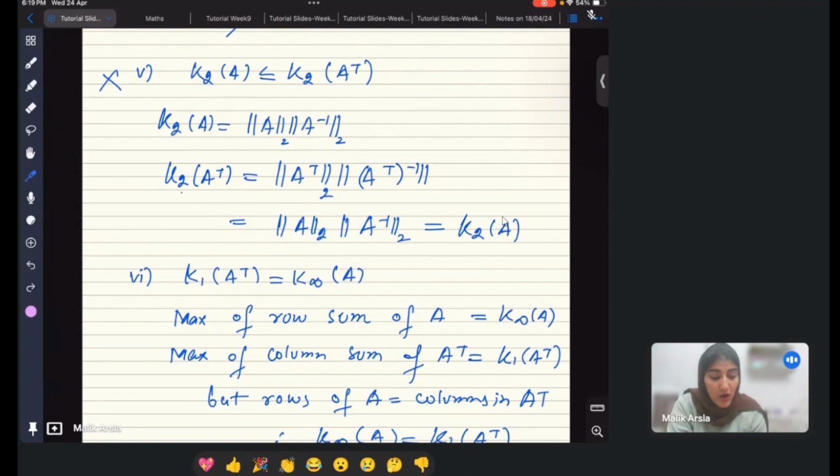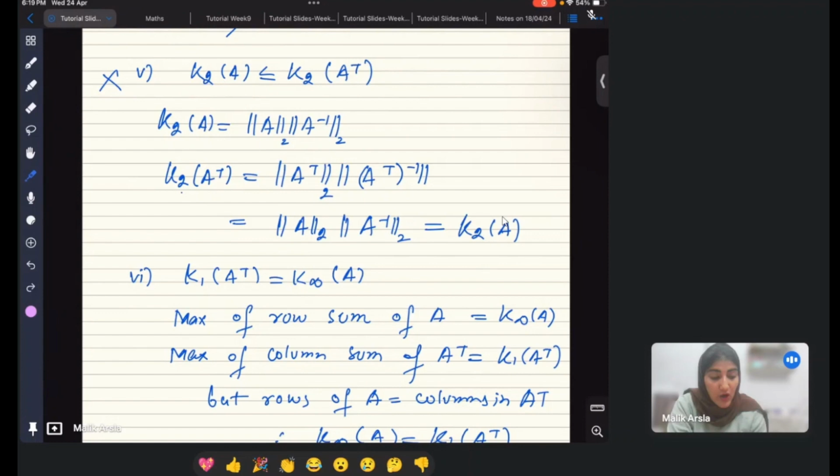Now for A transpose, the 2 norm is equal to what? The 2 norm is going to be the square root of the maximum of the eigenvalues of A, which are not going to change in the case of A transpose. So it will be the same as A, and the same goes with A transpose. Again it will be similar to A, so you can write it as the 2 norm of A into the 2 norm of A inverse. So yes, the condition number K2 of A transpose is equal to K2 of A.